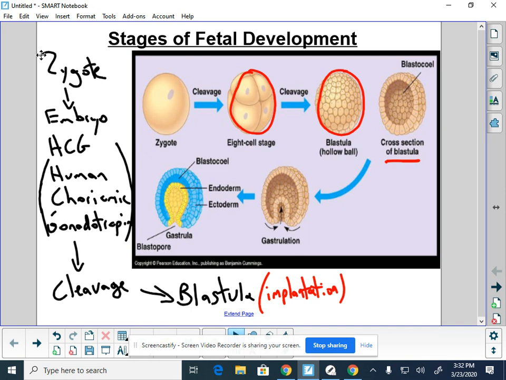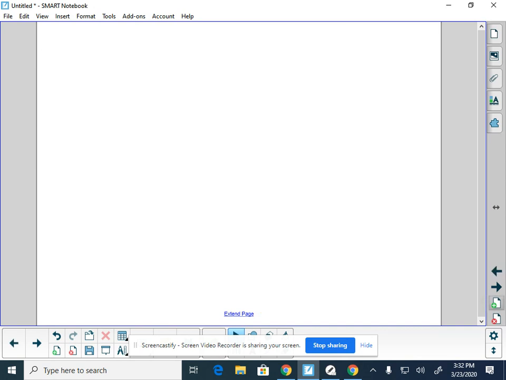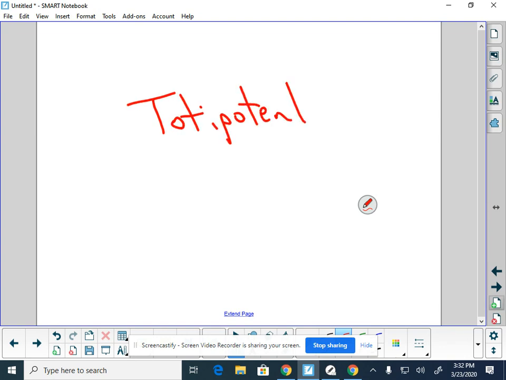The next stage that we're going to cover is called the gastrula stage, or gastrulation. It's the gastrula stage where differentiation of the cells begins. So your first quick little assignment, I want you to look up what totipotent means. What is a totipotent cell? Figure out the definition for that word.